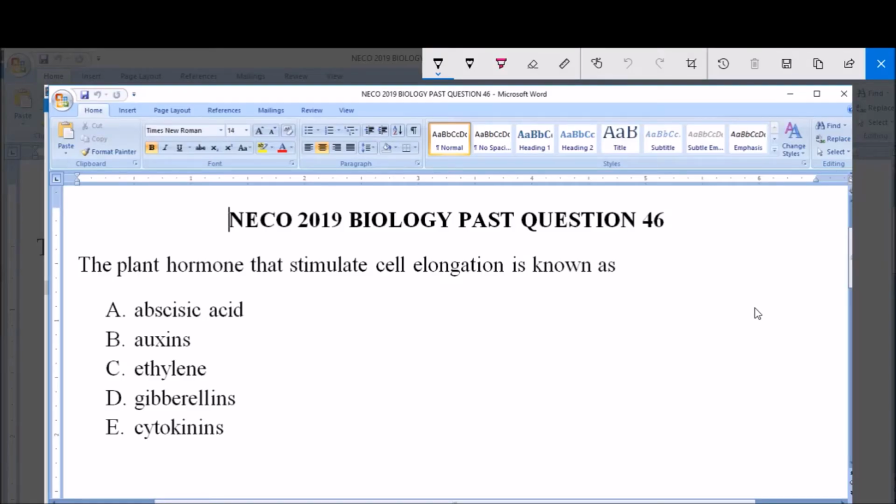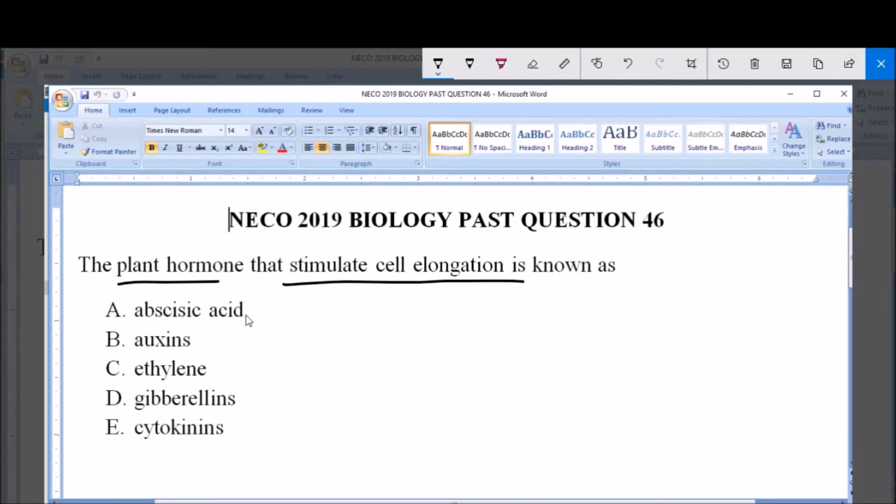I will be answering NECO 2019 Biology Past Question 46. The plant hormone that stimulates cell elongation is known as: A. Abscisic acid, B. Auxins, C. Ethylene, D. Gibberellins, and E. Cytokinins. So we are asked to pick an option which is a plant hormone that stimulates cell elongation.